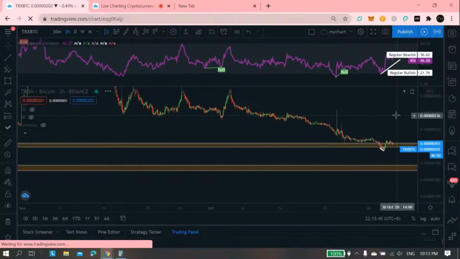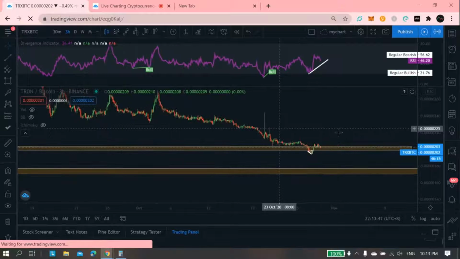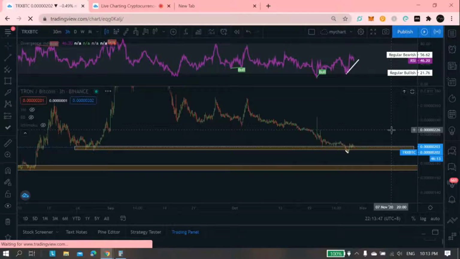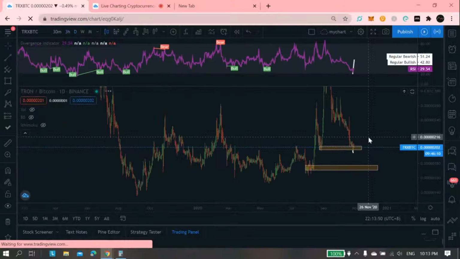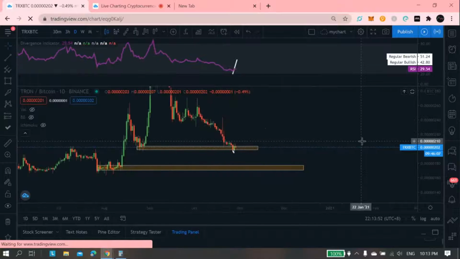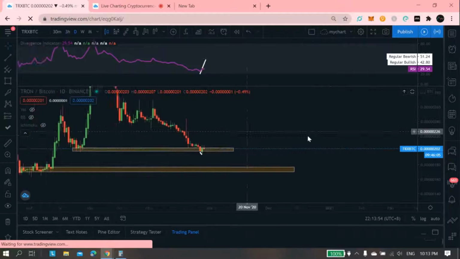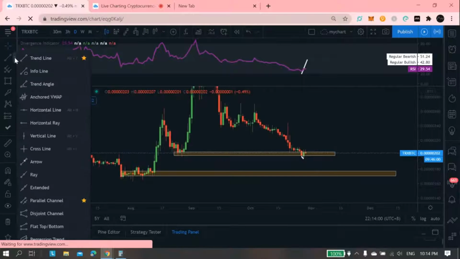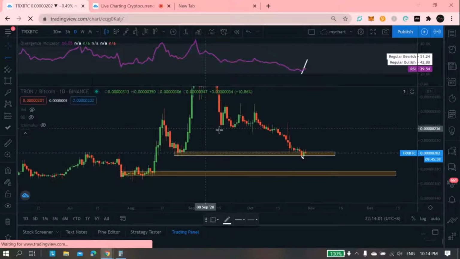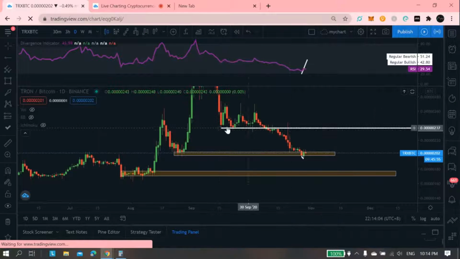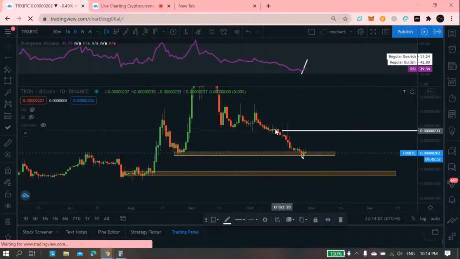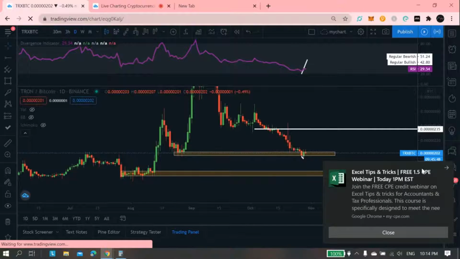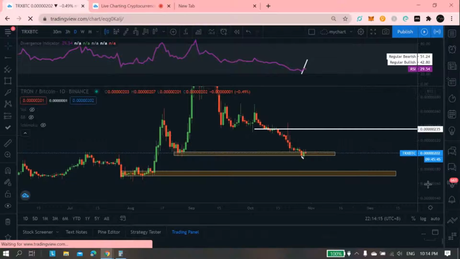This is the 3 hours time frame, and what's the resistance I'm looking at? Let's go back to daily time frame. Oh, this one. So I can use this one as a possible resistance area.